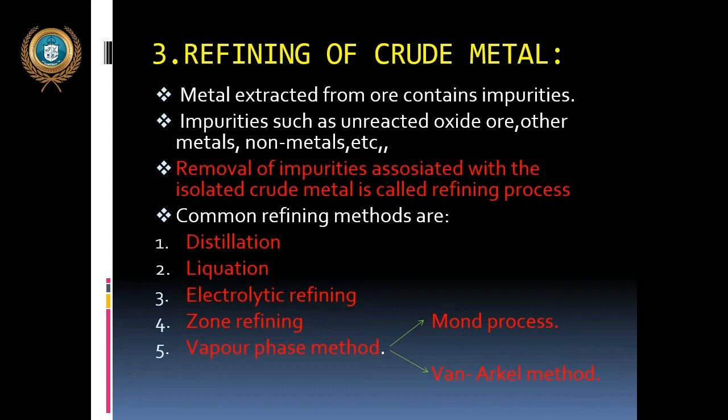The metal extracted from ore contains some impurities. So whatever metals we have extracted will not be in the purest form. It will have some impurities such as unreacted oxide ore, some metals or non-metals etc. may be there as an impurity. So the removal of impurities associated with the isolated crude metal is called the refining process. In the isolated metal there may be some impurities like some non-metals or unreacted oxides. So what we do is filter and purify it, and that is the refining process.